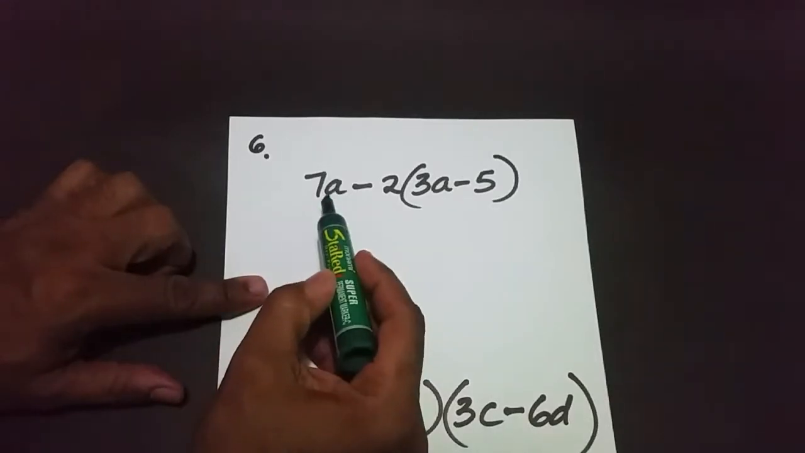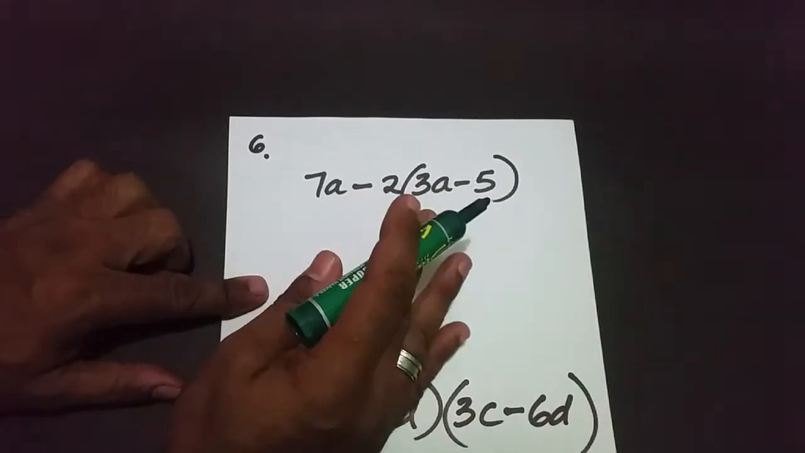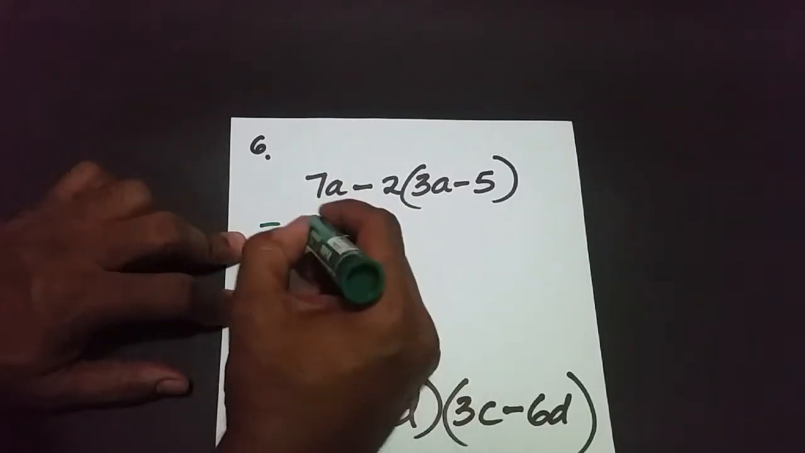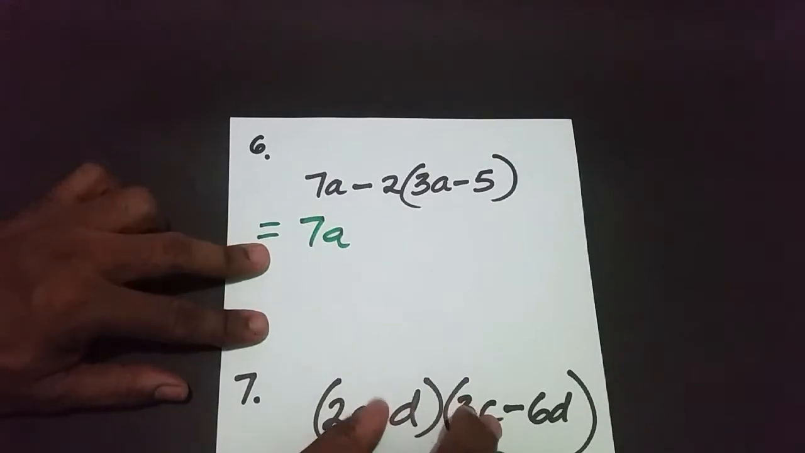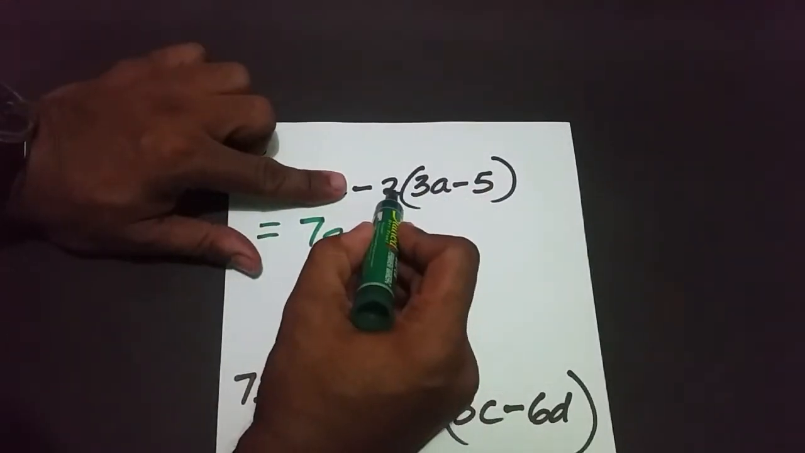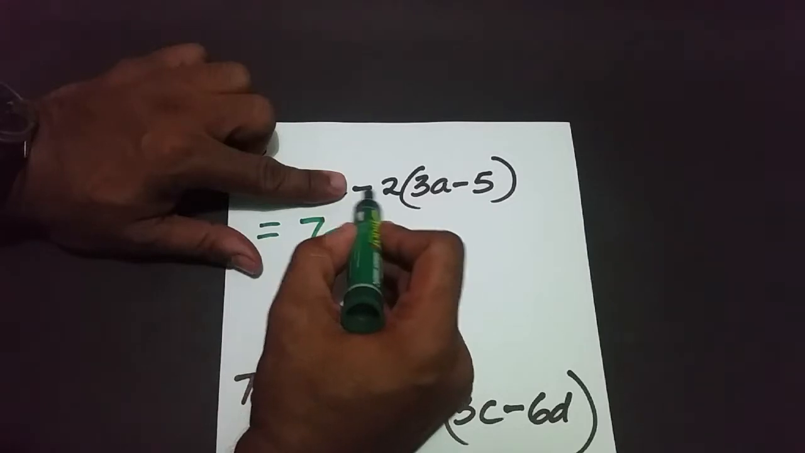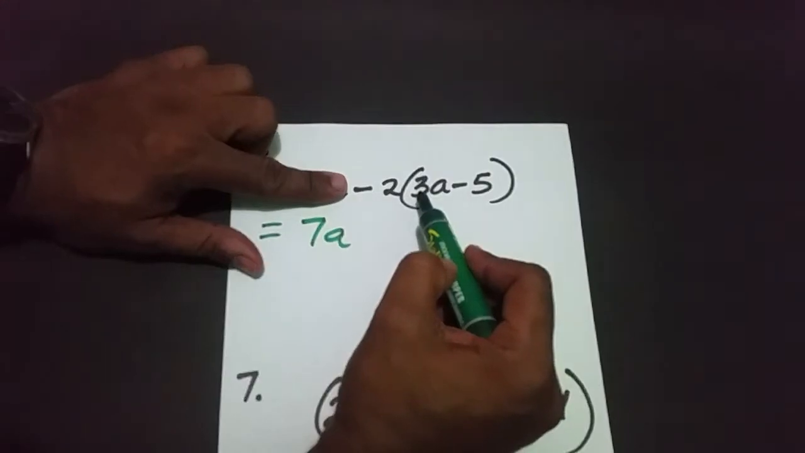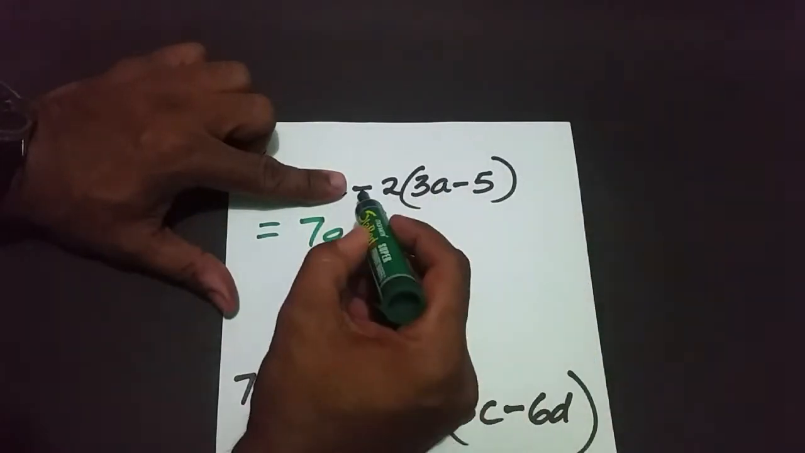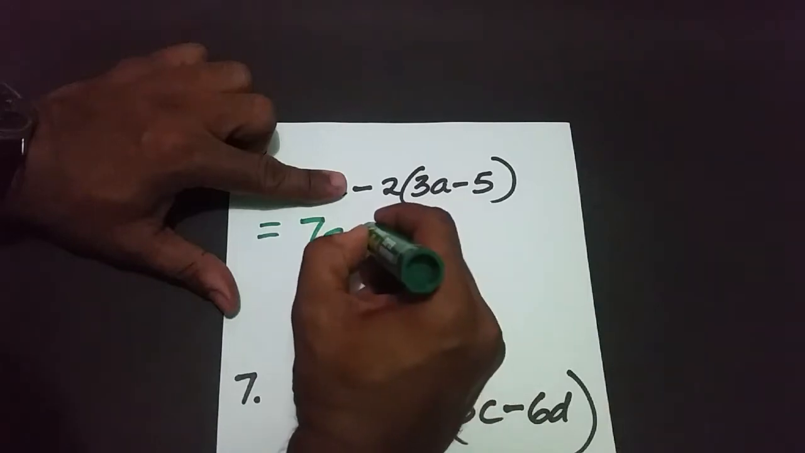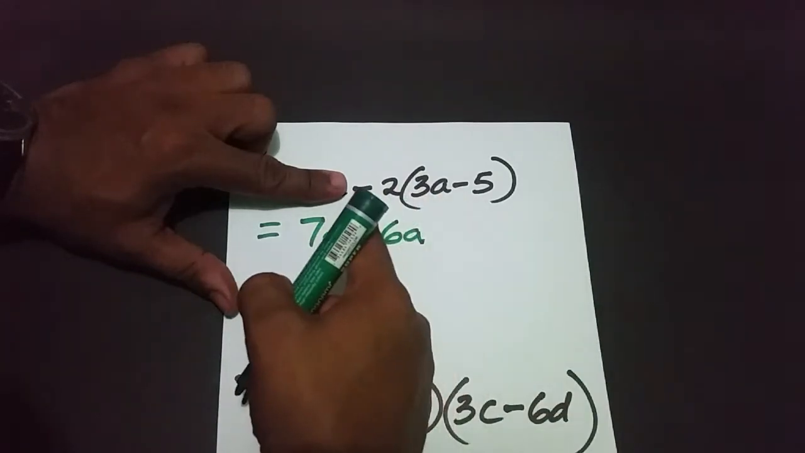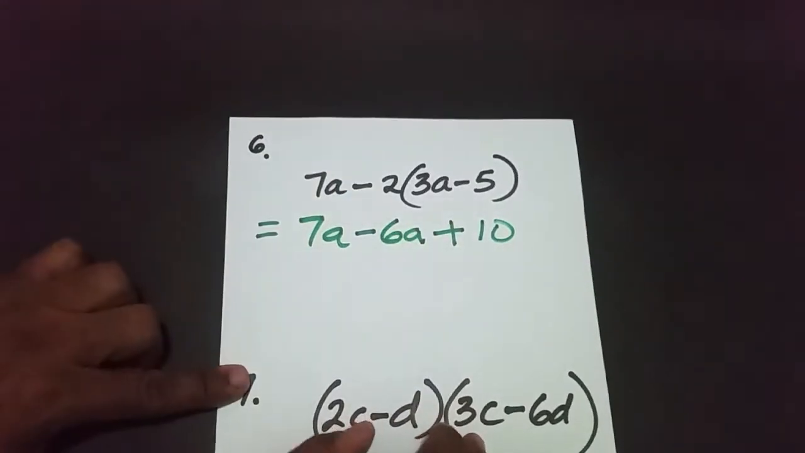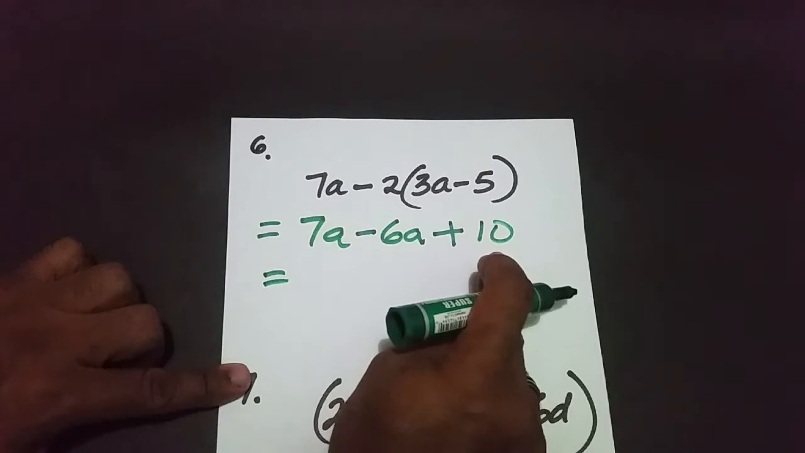So again, this 7a here has absolutely nothing to do with this part of the question, the expansion part. So what we're going to simply do is write back the 7a right there. Now if I put my finger over this 2, here is a sign of negative. So we're multiplying everything inside the bracket here by negative 2. And what we have in the bracket is positive 3a and negative 5. So negative 2 times positive 3a gives us negative 6a, and negative 2 times negative 5 gives us positive 10. So we've expanded, and now we're going to simplify.